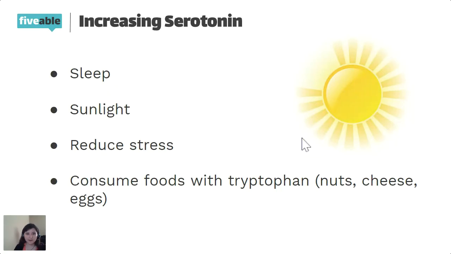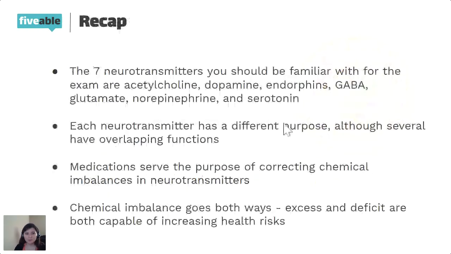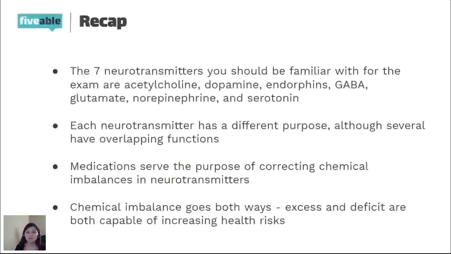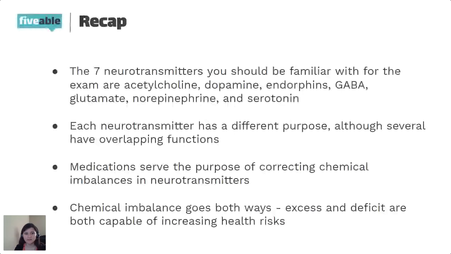So, just a brief recap. The 7 neurotransmitters you should be familiar with for the AP exam are ACH, dopamine, endorphins, GABA, glutamate, norepinephrine, and serotonin. They all have different purposes, although some have overlapping functions. And then medications serve the purpose of correcting chemical imbalances in neurotransmitters from a psychiatric perspective. A chemical imbalance goes both ways. As you saw in the earlier slides, excess and deficit are both capable of increasing health risks for various conditions.